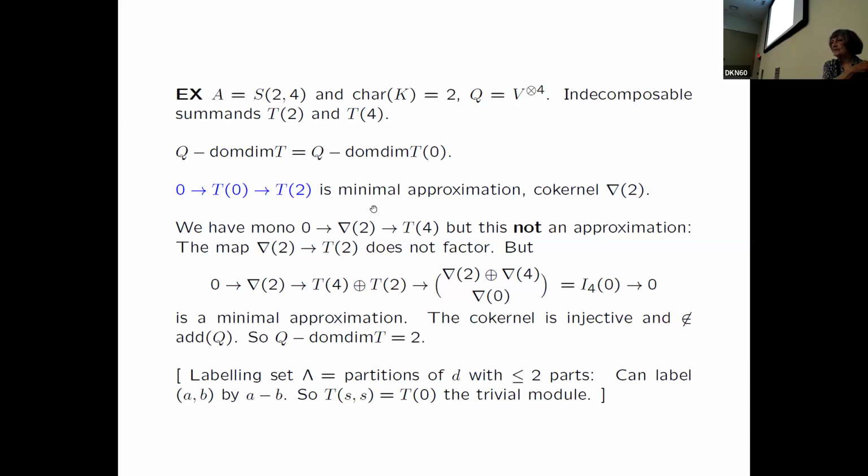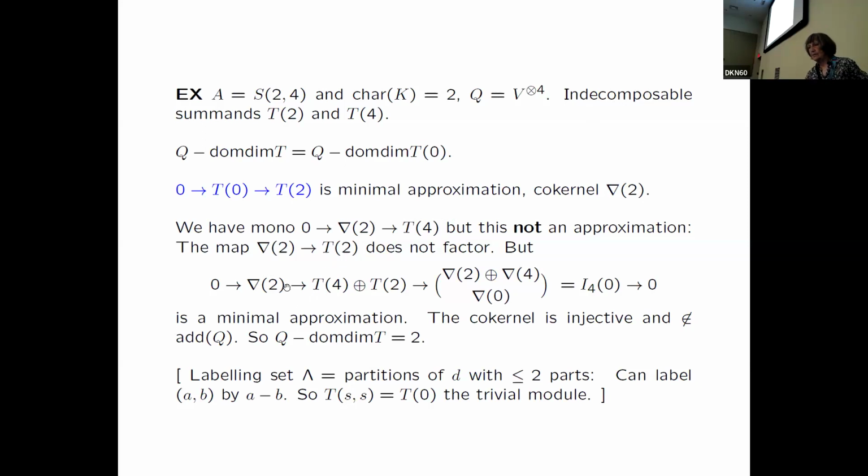Anyway, so then the question is, how do you carry on? So you say, yes, of course, we know T4 has a submodule nabla 2, and the quotient is nabla 4. And this looks very nice. However, this is not an approximation because we've got another map. We have a map from nabla 2 into T2, just top onto socle. And you can show that this does not factor through this map here. So this won't be an approximation. So you have to add something.